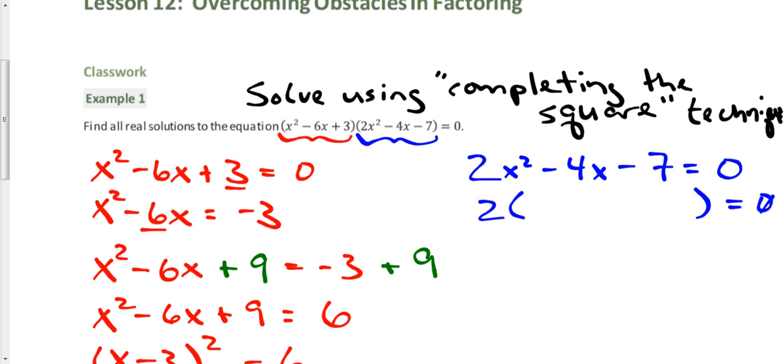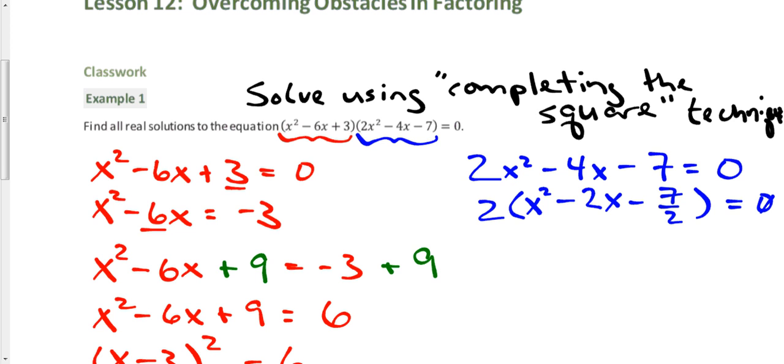If I factor a 2 out of this term, what am I left with? x squared, right? And if I factor a 2 out of this term, what am I left with? Minus 2x. And then out of this term, 3.5. Screw that. 7 halves. 7 halves.